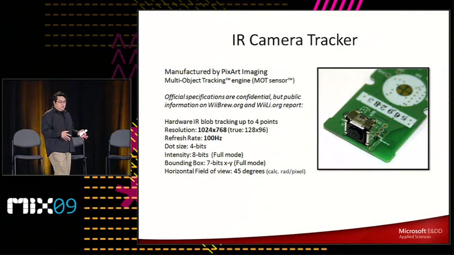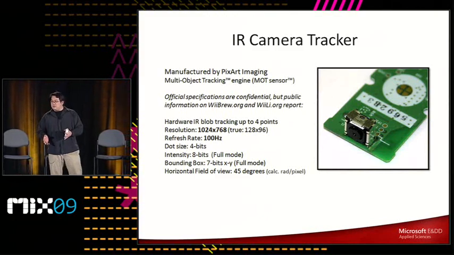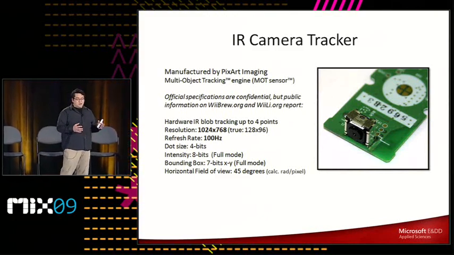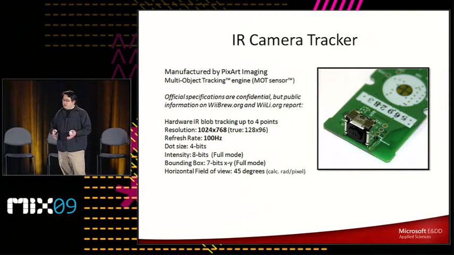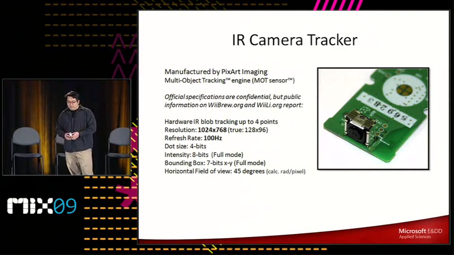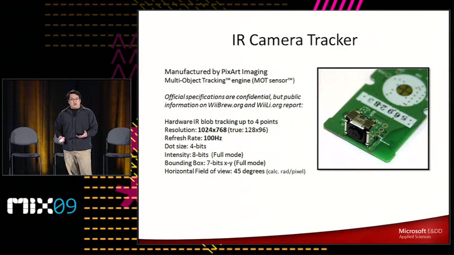Now, if you are familiar with webcams at all, this is a pretty substantial performance. Webcams are typically 640 by 480 and maybe 30 hertz if you have a good webcam. So this gives you really fast, really high precision tracking at very low cost.